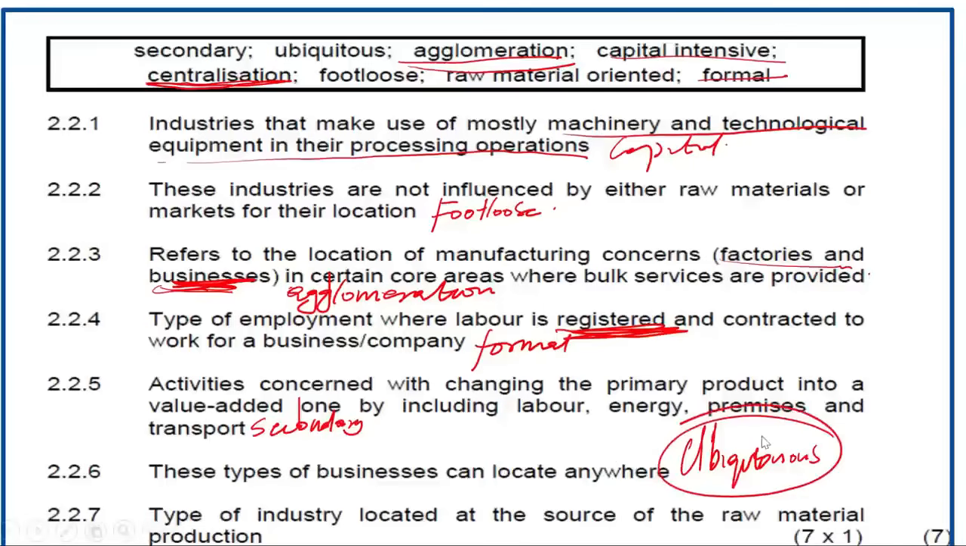Over there, type of industries located at the source of the raw material. The question says at the source of raw material. So they will be these ones that are raw material orientated. These are your raw material orientated industries because they are close to the raw material.